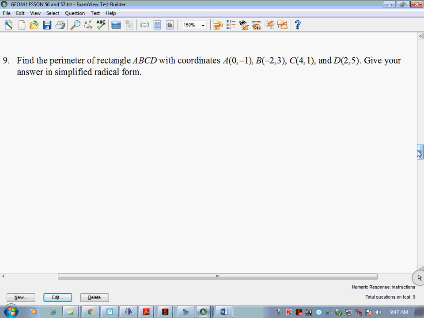If you have troubles with it, email me. Let me know if you can't find the answer. But you want to go back and review that question. I believe it was question number 2. Review question number 2 after you've plotted those coordinates, in terms of how to find side length.